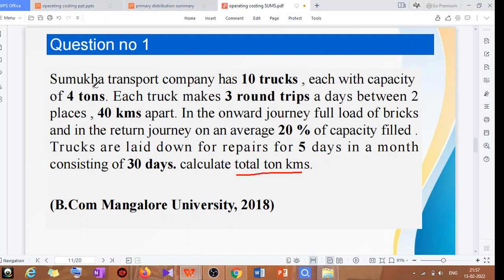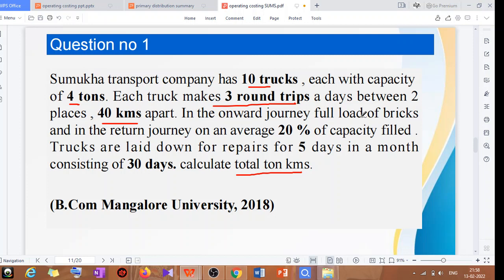Sumukha Transport Company has 10 trucks, each with a capacity of 4 tons. The number of trucks they had is 10, and the capacity of the truck, that is the goods carried, is 4 tons. Each truck makes 3 round trips a day between 2 places 40 kilometers apart. Okay, the distance is 40 kilometers. It means one side it is 40 kilometers.